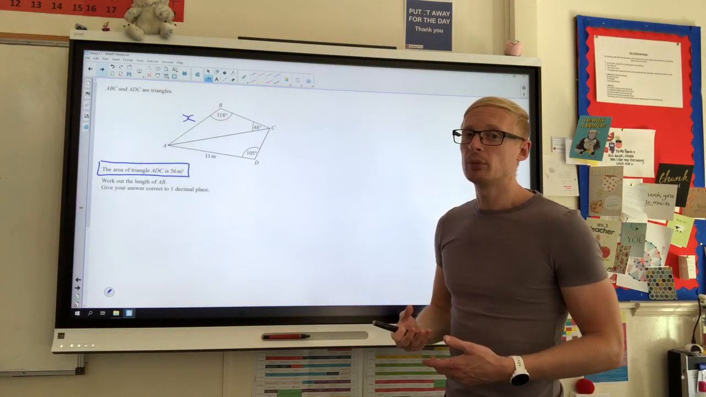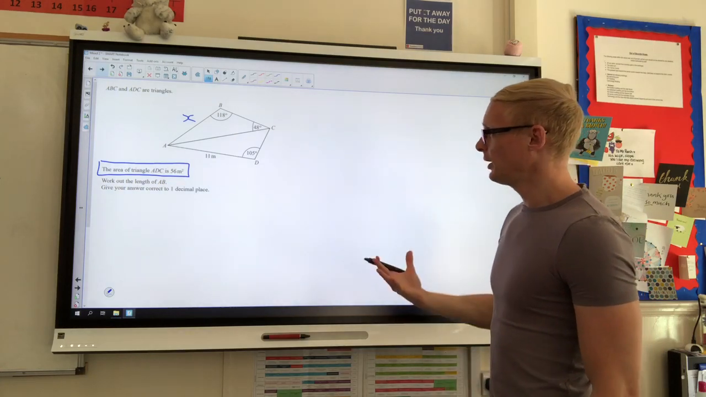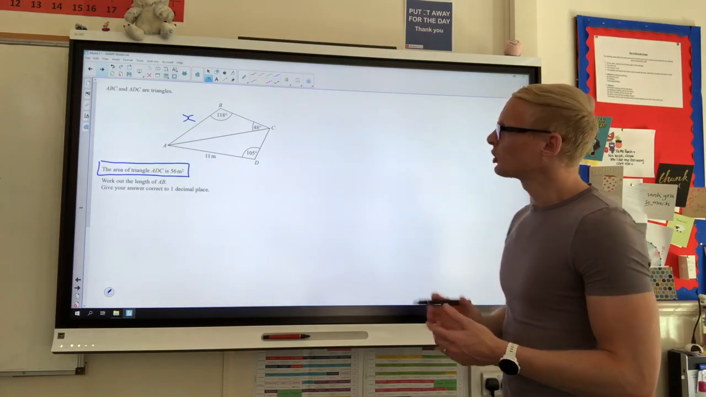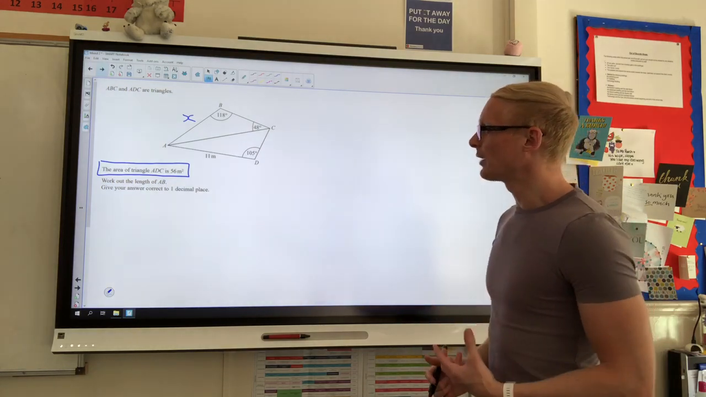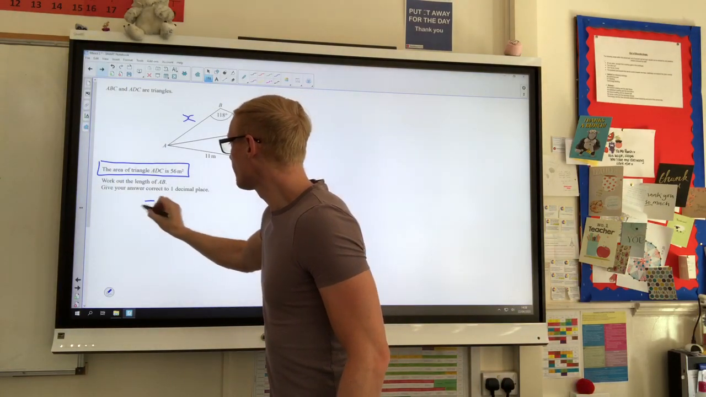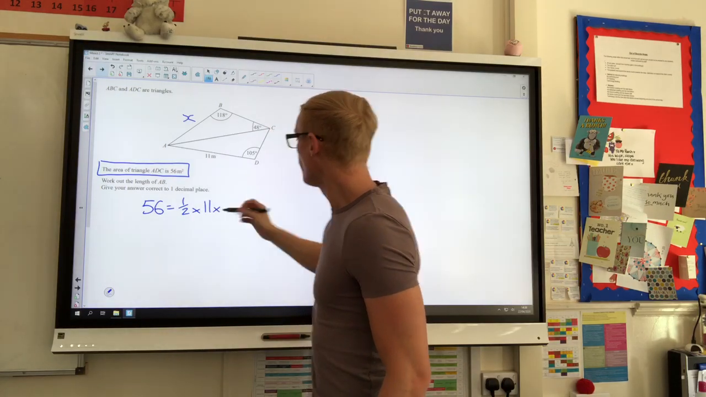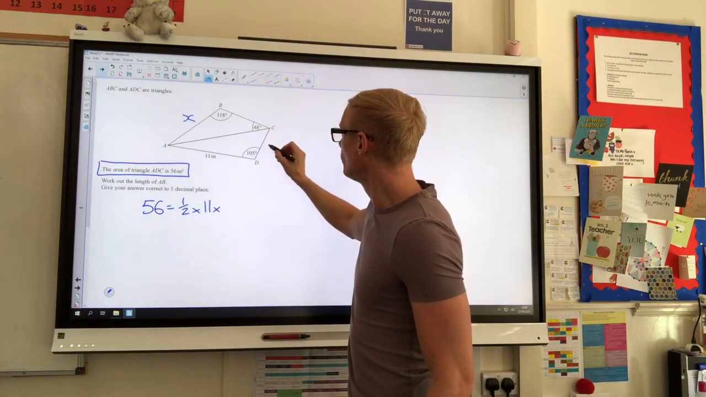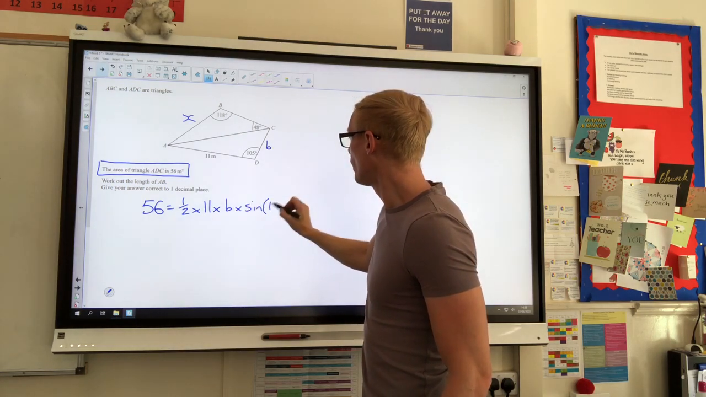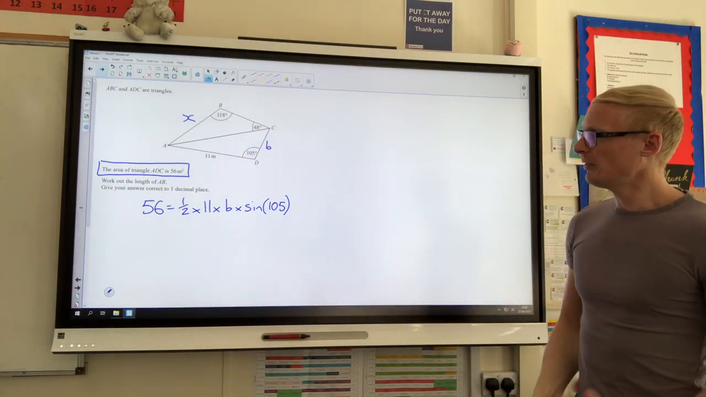So that's my first starting point, and I'm then going to go from there and show you how that progresses. But initially, what I'm looking to do is to use the area rule and work backwards, okay? So we're looking at lesson 6 here, if you've forgotten how to do that. I'd set this up as 56 equals a half times 11 times, let's say B there, times B times sine 105. So that's what I'm looking at initially, because I've been given the area.